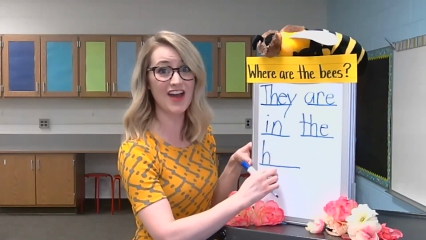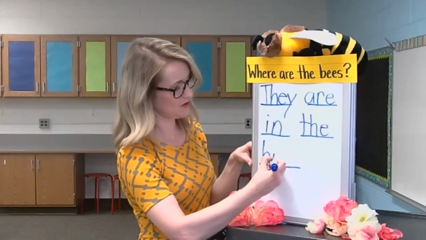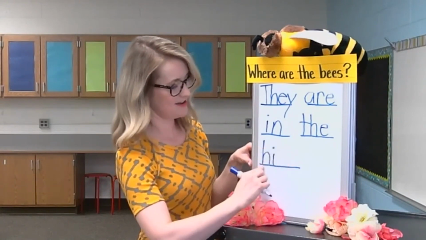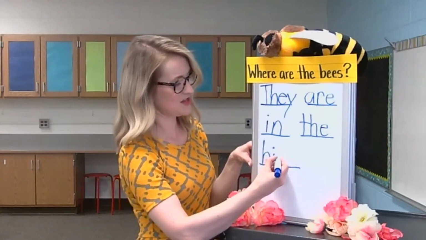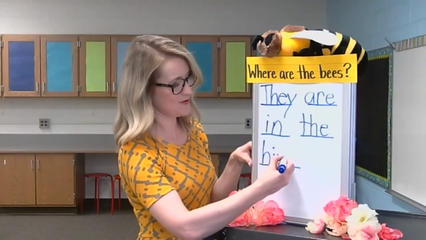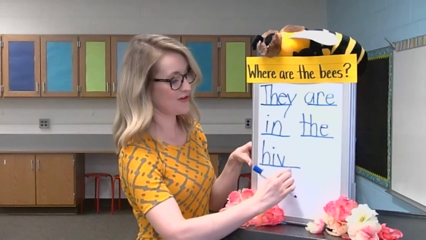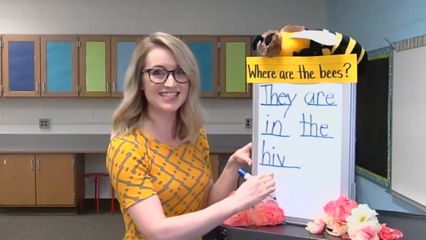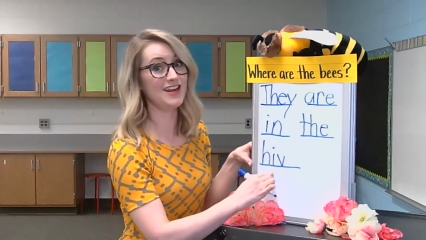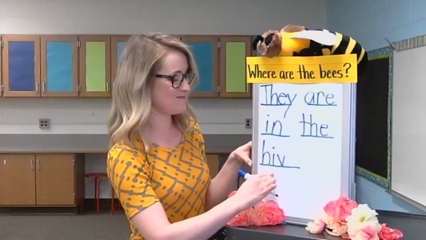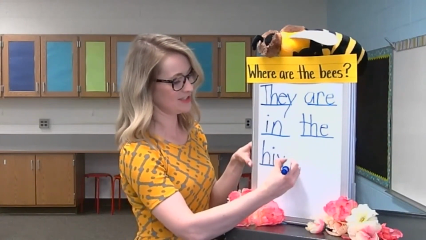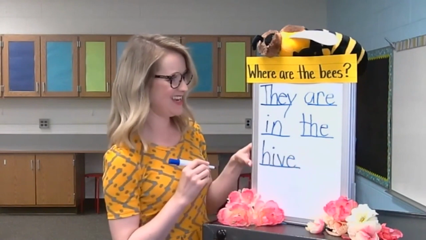H-I. We hear the long I sound. Start in the middle, go down, back up, and make a dot. H-I-V. We need a V next. Start in the middle, slant down, back up. H-I-V. Now in this word, the I says its own name. So we need a magic E at the end of that word to make the vowel say its own name. So let's start in the middle, slide over, up, and around like a C.